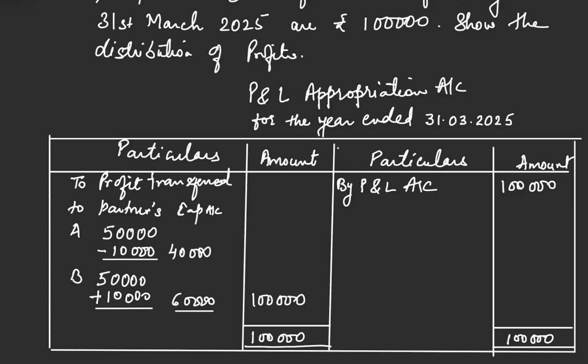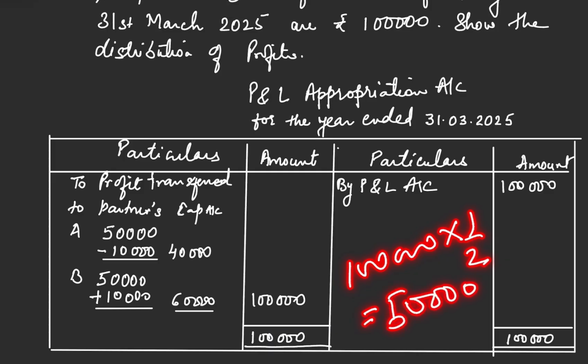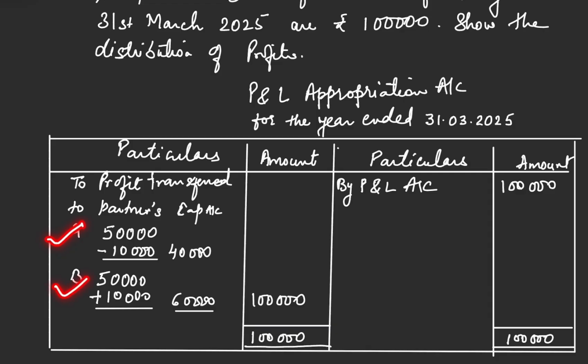Now this profit is to be divided equally between the partners. Equally means in 1:1 ratio. So if it is being divided equally, 1/2 of rupees 1 lakh gives us 50,000 for both the partners. So initially A and B are getting 50,000. But if we compare that B has been given a guarantee of rupees 60,000 by partner A, right?